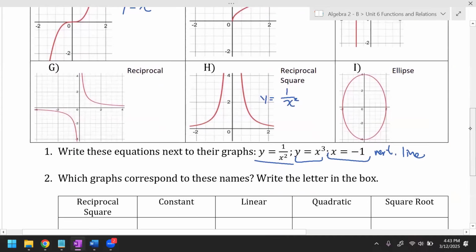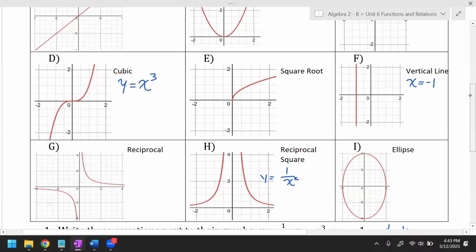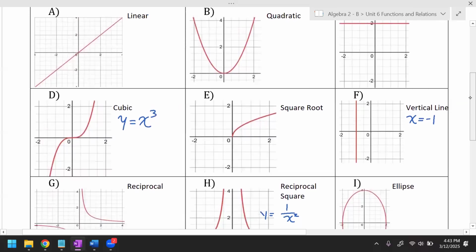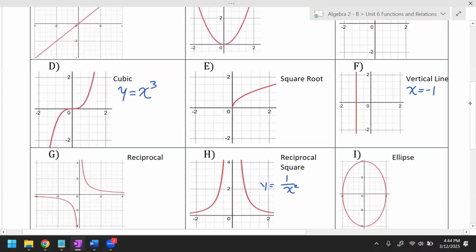The second question asks which of these graphs correspond to these names? And well, if you've memorized the names at least, this should be a piece of cake. The reason that certain of these graphs have these names is because of their equation. For example, the reciprocal function is just y equals the reciprocal of x. Reciprocal square is called that because it's the reciprocal of the square of x. An ellipse is the name of this shape.